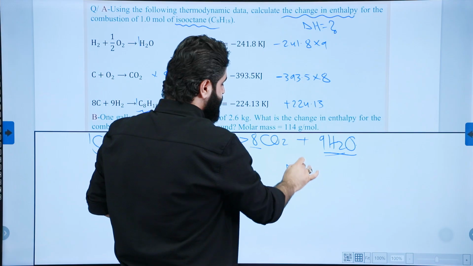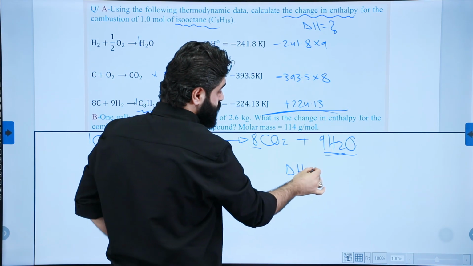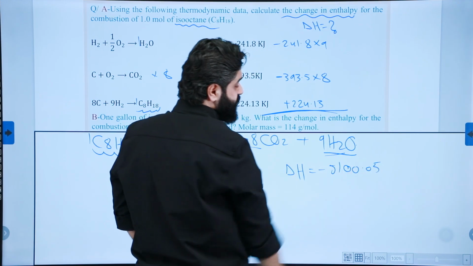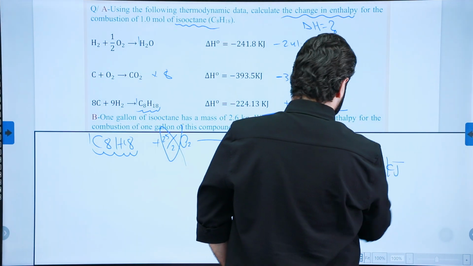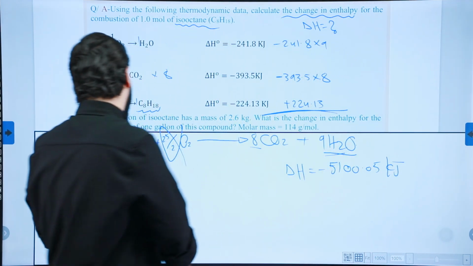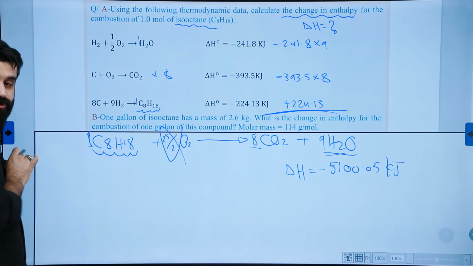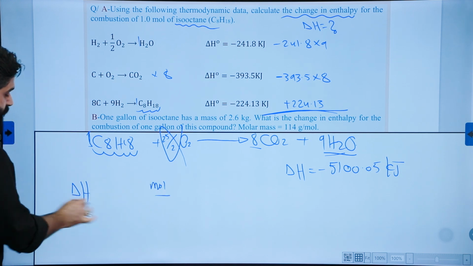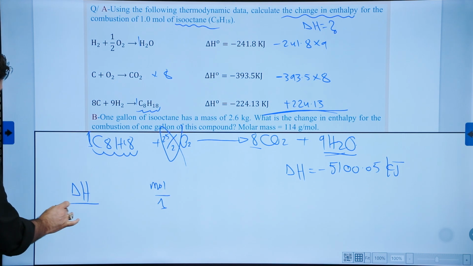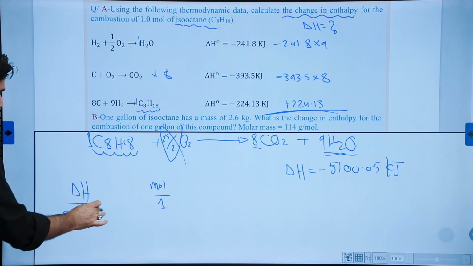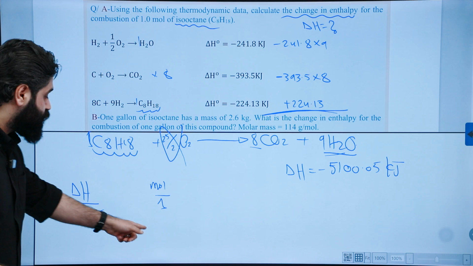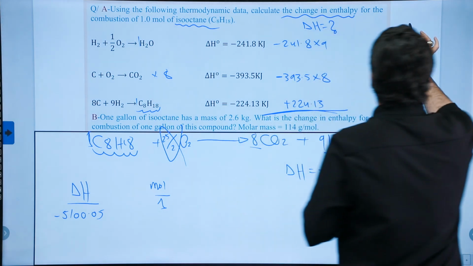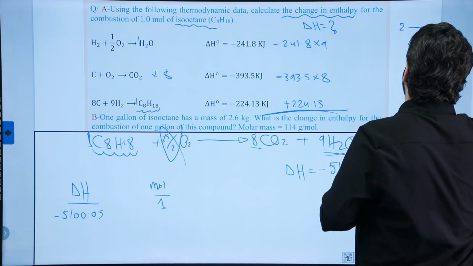And then the overall delta H will become negative 5100.05, something like this, kilojoules, okay? This is delta H for the combustion of 1 mole. For the combustion of what? Of 1 mole. Delta H and the mole, okay? So for 1 mole, delta H equals negative 5100.05. What if I say for 2 moles, just cross product? Okay, look at this. For 2 moles, just cross product, right?